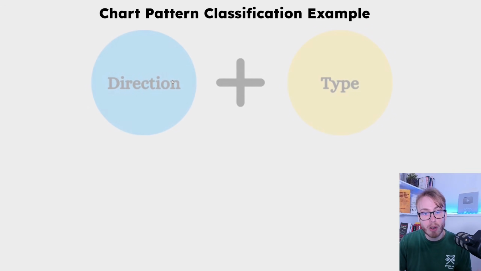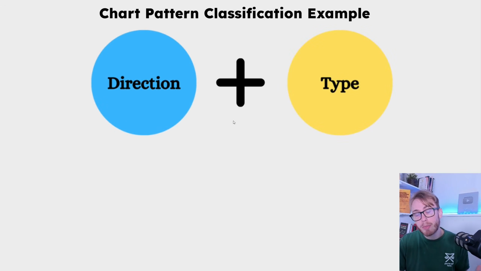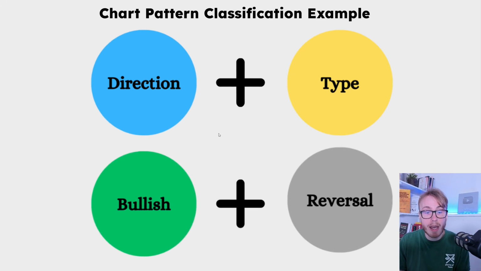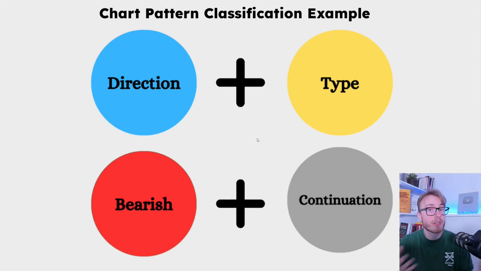So let's put what we learned here together and take a look at some chart pattern classification examples here. So remember, every chart pattern has a direction and a type. So an example of a chart pattern could be, for example, a bullish reversal pattern. So this is where the price goes down, we have the pattern, and then the price goes up. Another example could be a bearish continuation pattern. This would be the price going down, the pattern appears, and then the price continues to go down. Yet another example could be a bearish reversal.